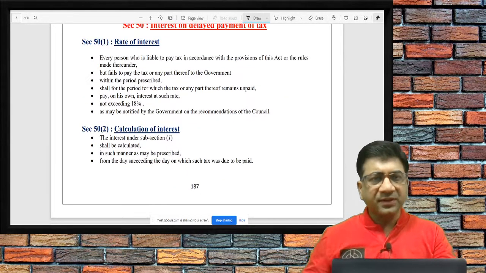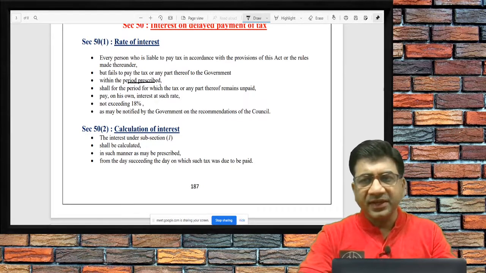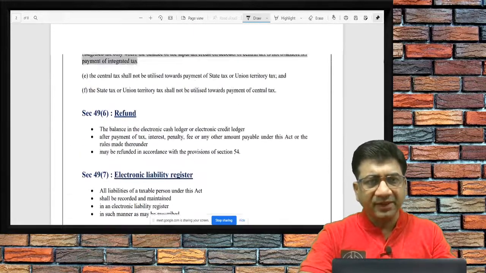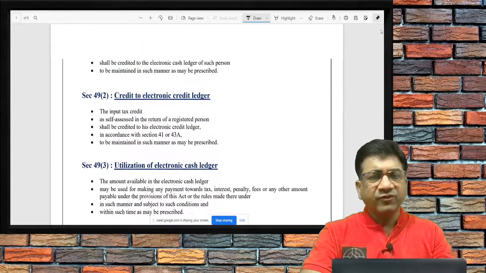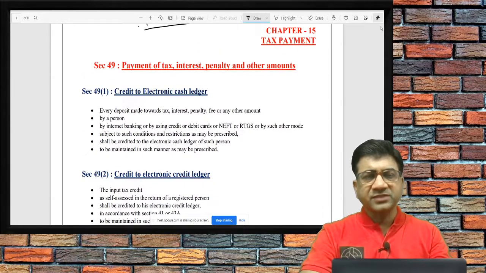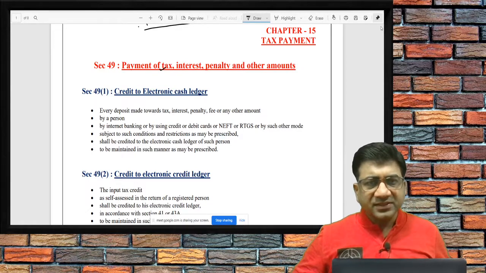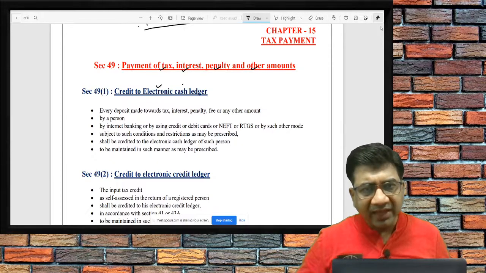Period prescribed is the due date of the period prescribed, which is the same date as the monthly returns. It is the same date. Anyhow, we'll do that also. Let's proceed with the first section of tax payment, chapter number 15: payment of tax, interest, penalty, other amounts. Credit to electronic cash ledger.